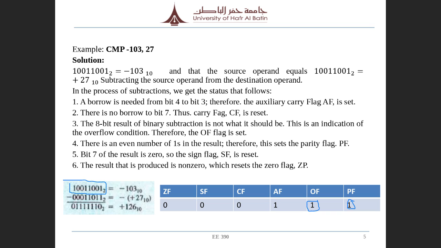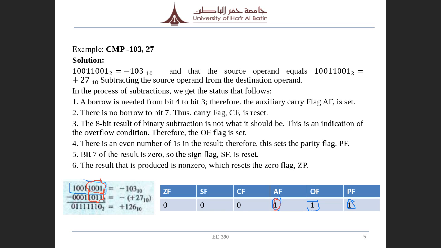Then what about the auxiliary flag? Look at the lower nibble. Look, this lower 4 bits here, the lower nibble is 1001, and here the lower 4 bits are 1011. So which one is bigger? 1011 is bigger than 1001. So definitely we need a borrow from the next higher nibble. So the auxiliary flag is 1. Is it okay? So without subtraction, actually we can tell it.